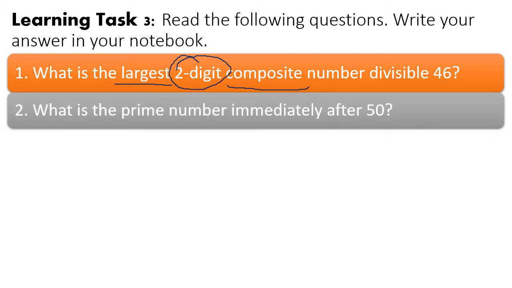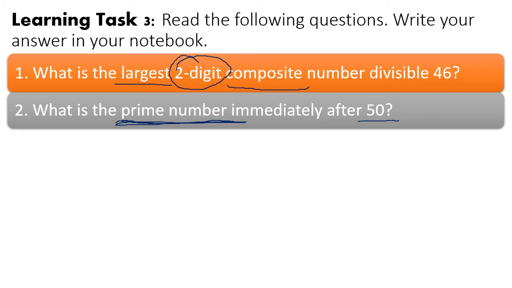Number 2. What is the prime number immediately after 51? Nasa grid din natin yan kanina. Ano naman daw ang susunod na prime number? Susunod ha? Prime number. Susunod sa 50. Okay. We know that 50 is not a prime number. Pero ano yung susunod daw? Sa 50 na prime number.